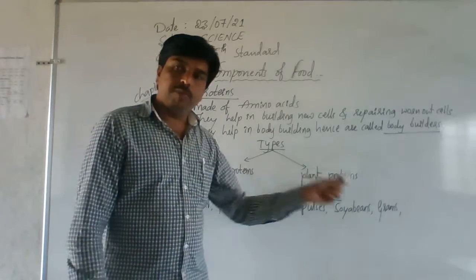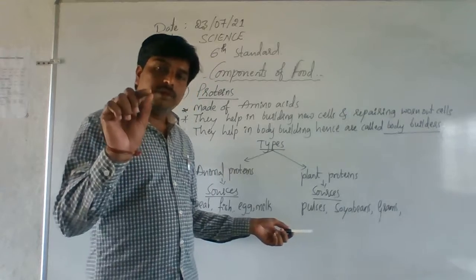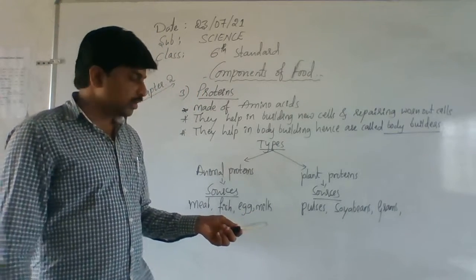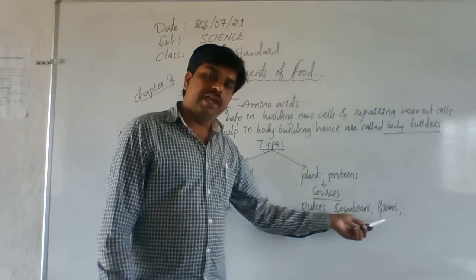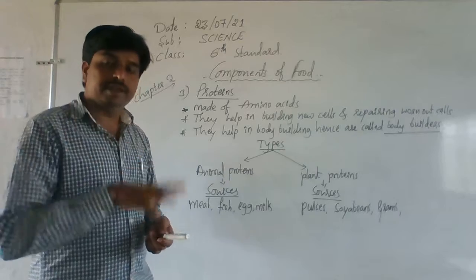Let's come to plant proteins. Which are those? Pulses. Groundnut. Understand? Okay. See, soya beans and grams. So also sprouted grains. Even you can eat sprouted grains.